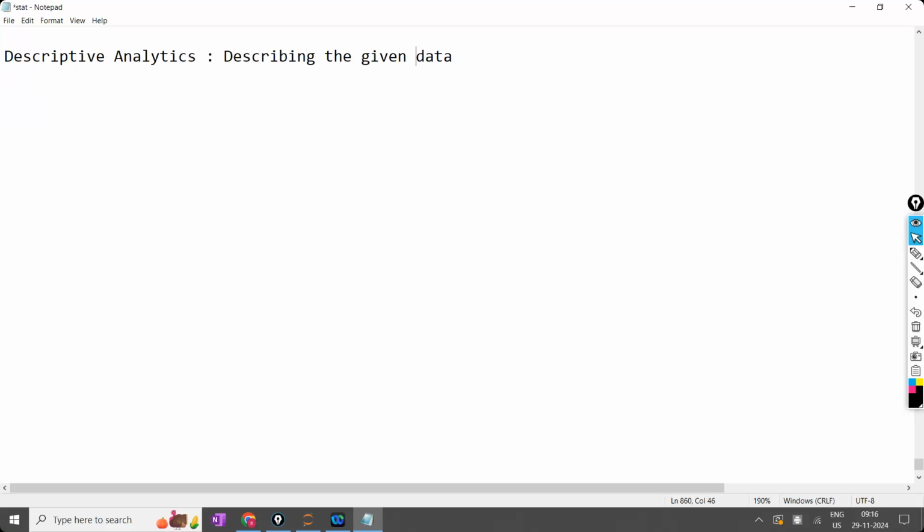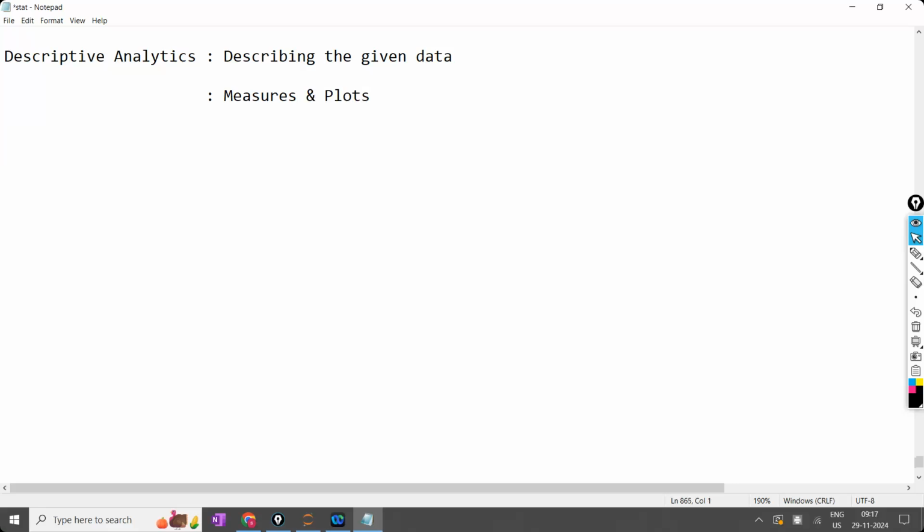Describing the data means whatever data was given to you, you have to describe it using the various measures and, if required, plots. Wherever plots are required, you use plots. Measures and plots are used to describe the given data. You just apply the measures and present them neatly.